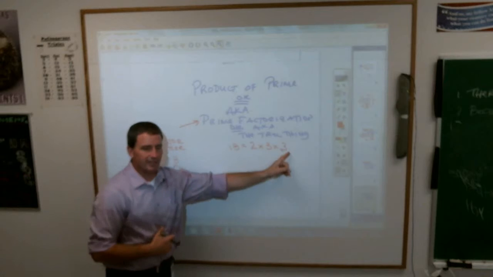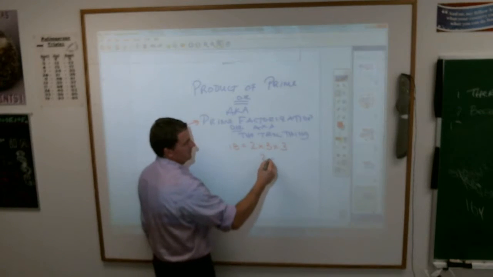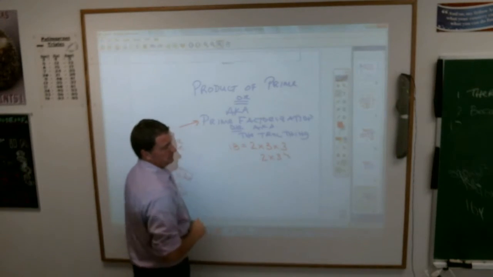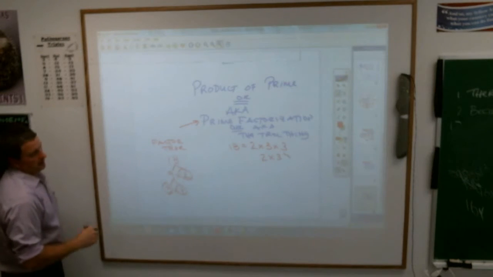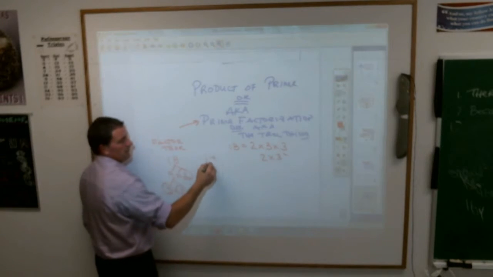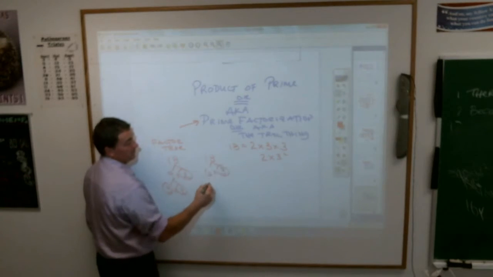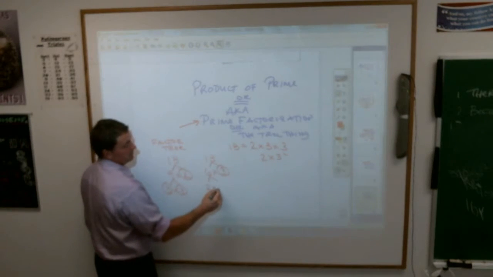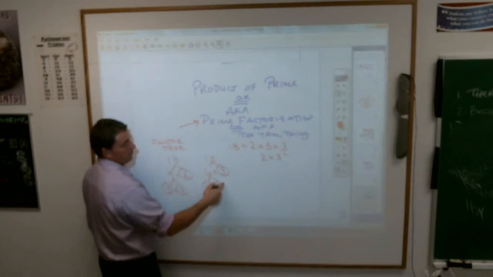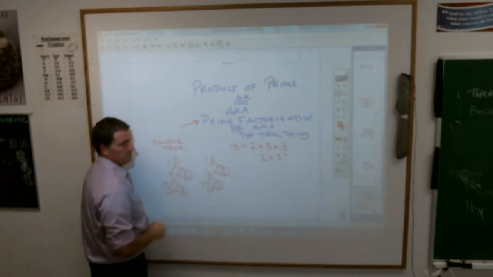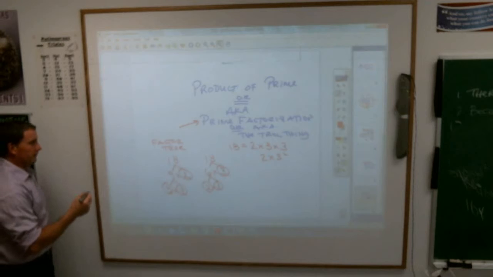Could you write 3 squared? I don't care. 2 times 3 squared would be fine. You could have done 18 a different way. You could have picked 6 times 3. 3 is a prime number, but 6 can be broken down into 2 times 3. Either way, you get 2 times 3 times 3. Factor tree, everybody's good with?